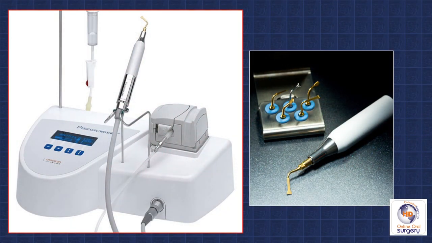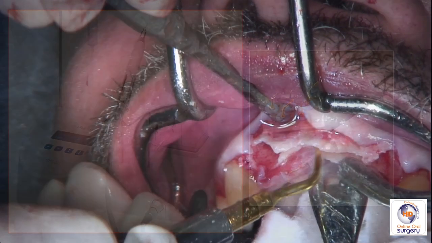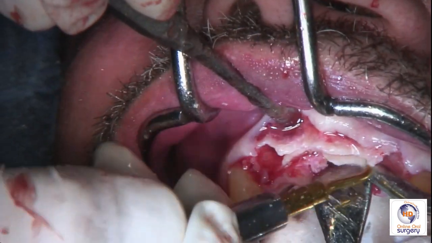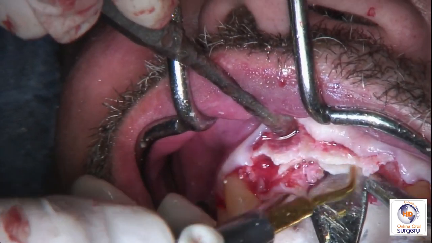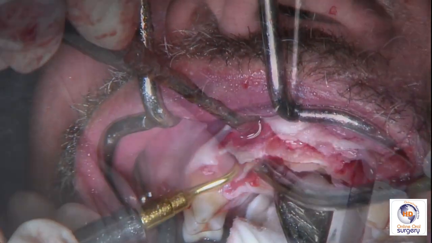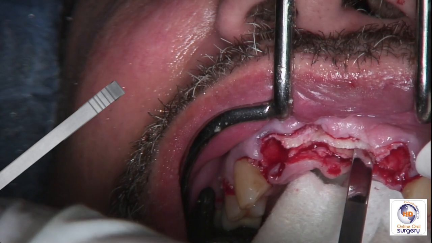To prepare the ridge, we're going to use the piezo surgery unit, which is an ultrasonic saw that will vibrate and cut hard tissue and spare soft tissue in order to split the alveolar crest. So we're going to split the alveolar crest approximately a centimeter to a centimeter and a half deep using the piezo surgery tip. This is a small saw tip that we're going to use to split the ridge.